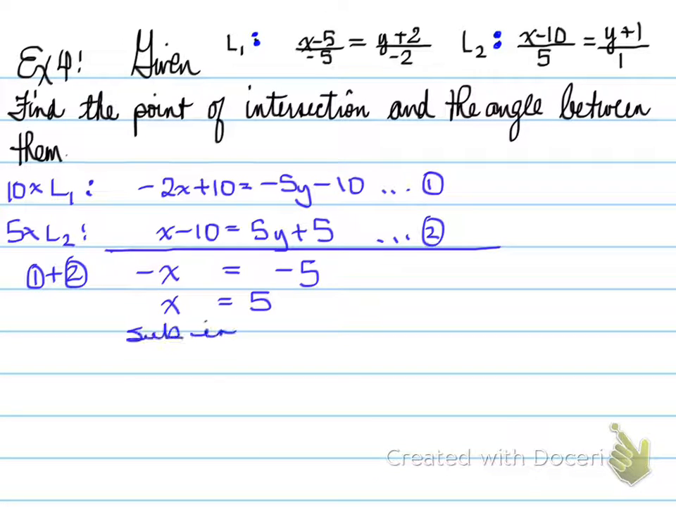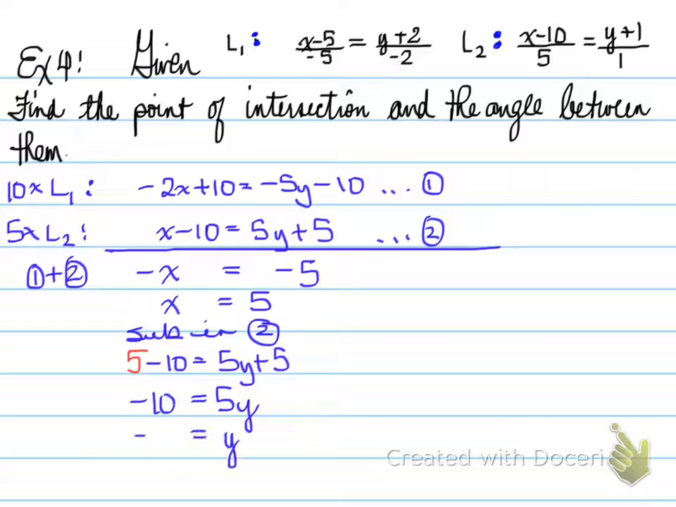Once I find that x equals 5, I can sub it into equation number 2, and I get the y value equals negative 2. So my point of intersection is going to be (5, -2). So we can use this form to find our values, okay? But we're not done yet. We need to find the angle between line 1 and line 2.